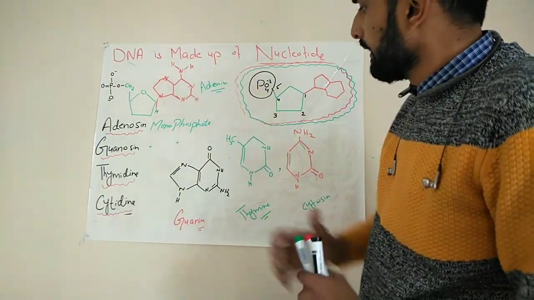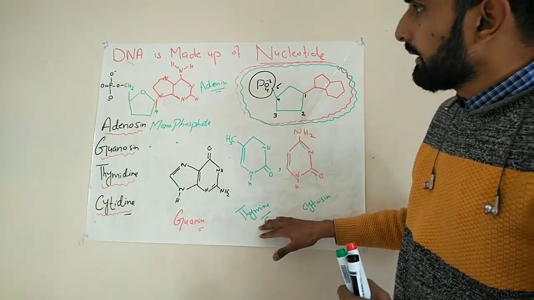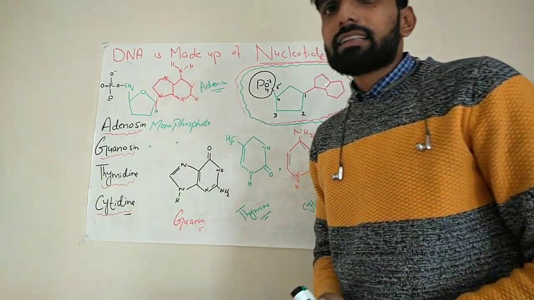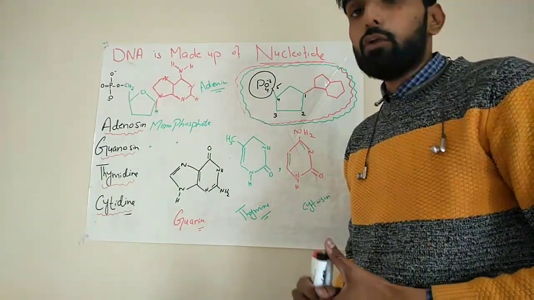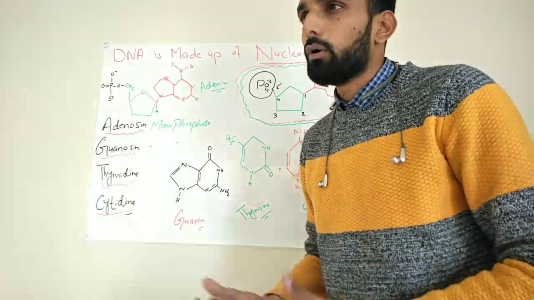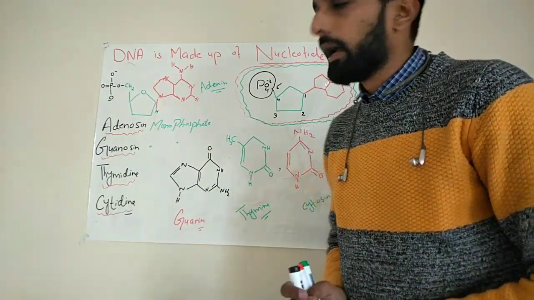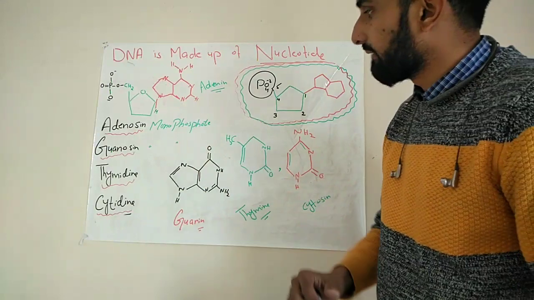Similarly, if guanine is replaced with thymine, the nucleotide name will be called thymidine monophosphate, and the nucleoside will be just thymidine, because phosphate groups are not present in a nucleoside. Thymidine, that will be called.